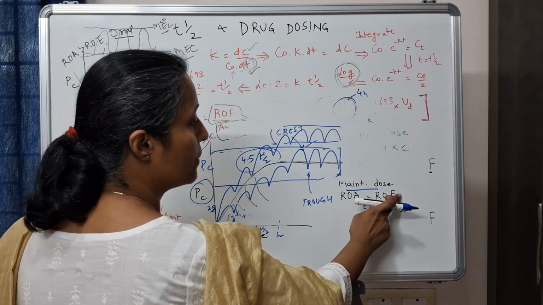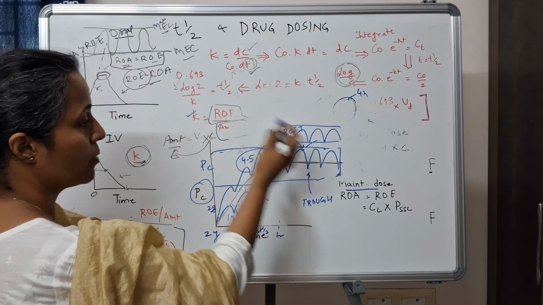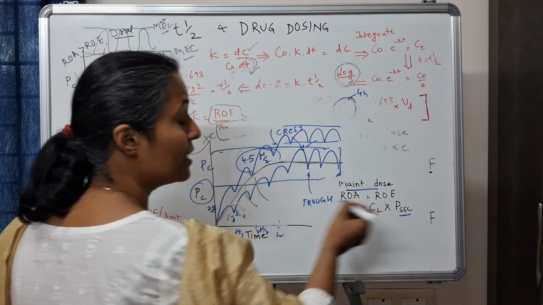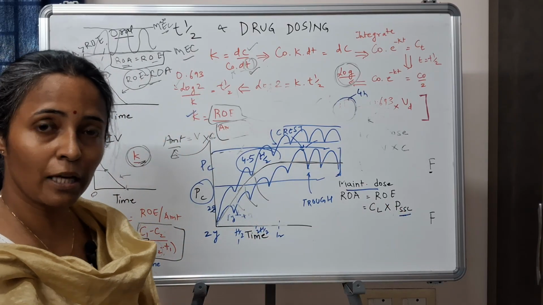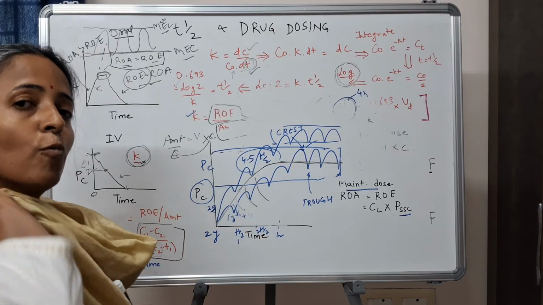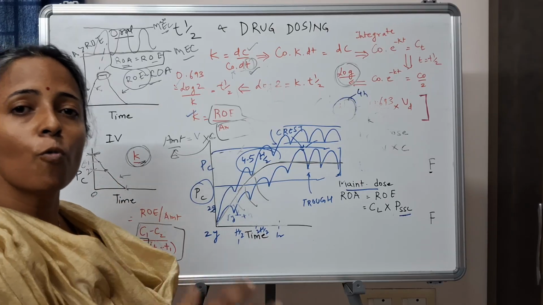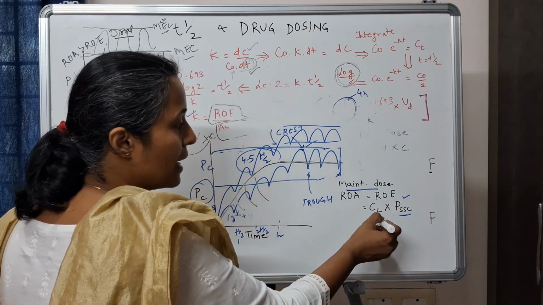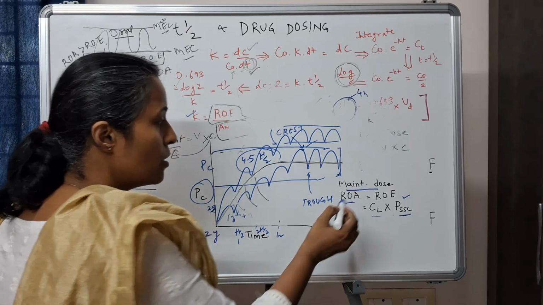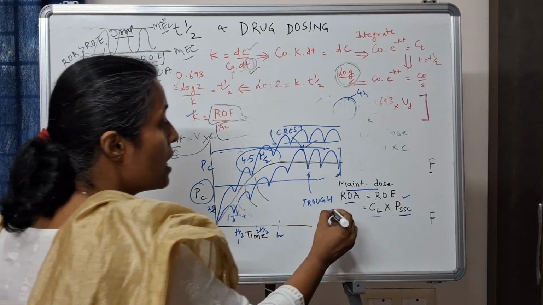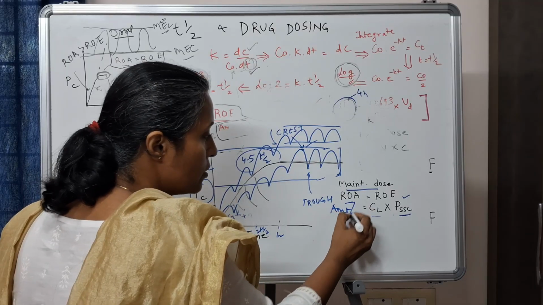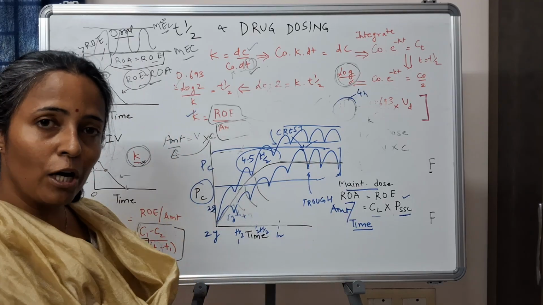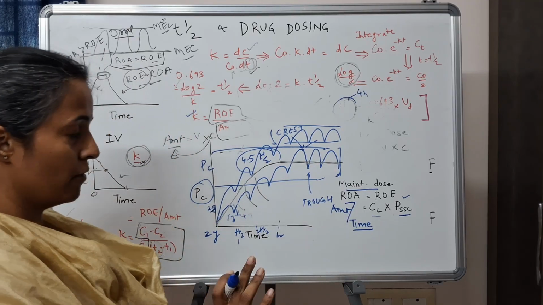This rate of elimination, as we saw before when we were talking about K, is equal to clearance times plasma steady state concentration. We know the therapeutic range of the drug, so we know what plasma concentration we want for that particular drug. We multiply it with the clearance, and that gives us the rate of administration, that is, how much of the drug we should give per unit time, like in a full day.